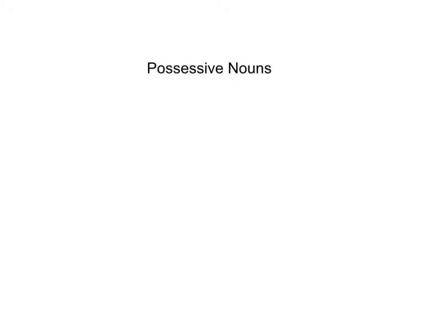The other time is for contractions, such as don't or didn't, can't. We use an apostrophe when using a contraction. Can't is cannot, don't is do not. But the other time that we use apostrophes is for possessive nouns. Let's take a look at some examples.